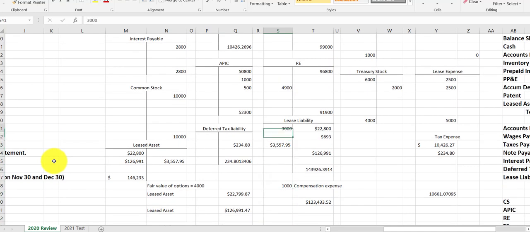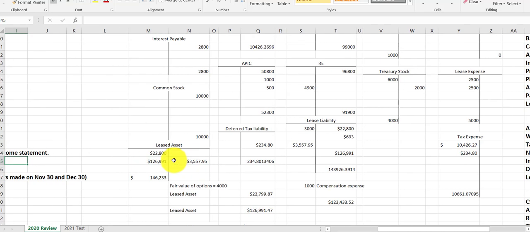Here's our payment on our lease. Here's the interest. I put the interest in the lease liability. You could have put it as a separate interest payable if you so choose when you record the interest on the asset. Now, interest on the liability, the lease.